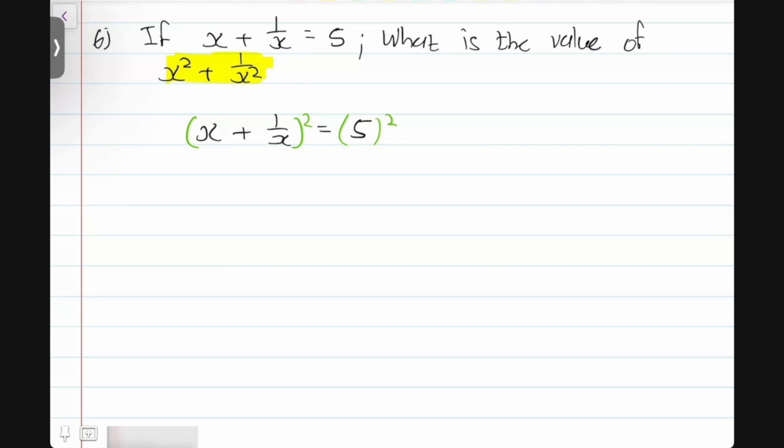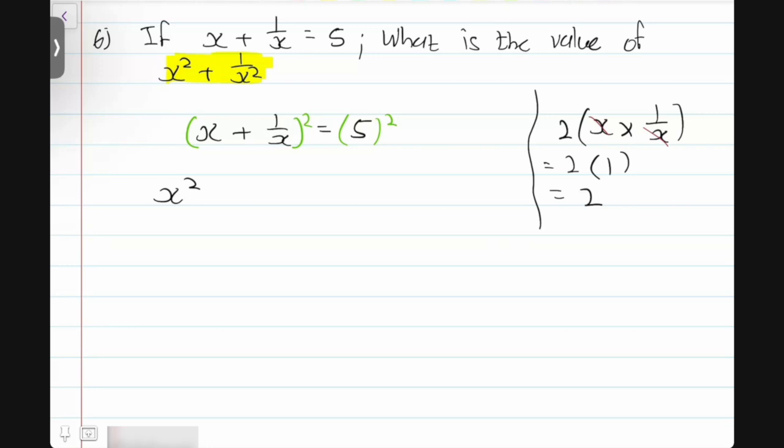The way I do it in my lessons is square the first. So if you square x, it's just x squared. Then you multiply the two and times by 2. So it's x times 1 over x times 2. This x is going to cancel out with that x, and it's just going to be 2 into 1. So this is just going to be 2.